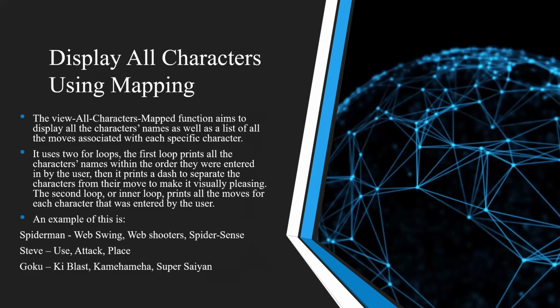Display all characters using mapping. The view all characters map function aims to display all the characters' names as well as a list of all the moves associated with each specific character.